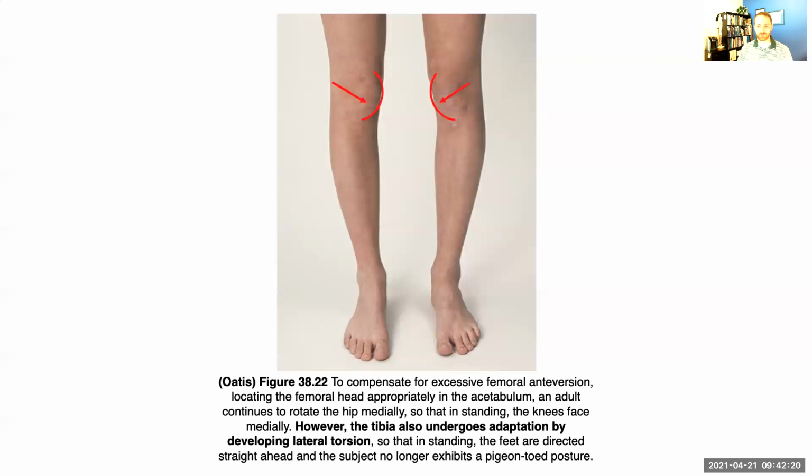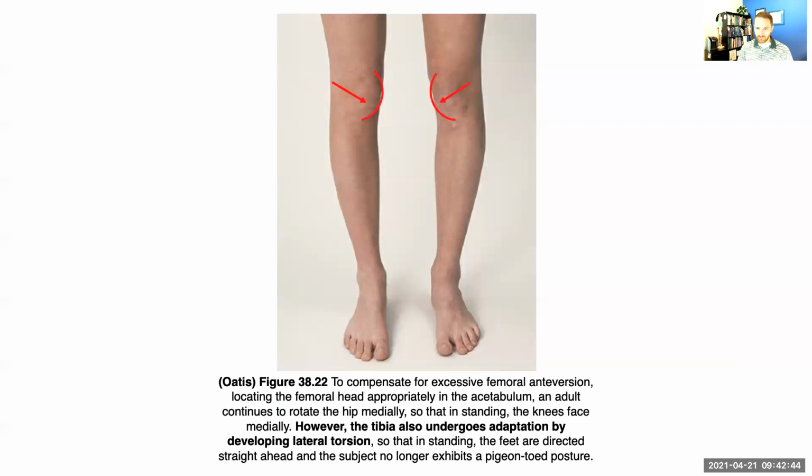So the tibia also undergoes adaptation by then developing the lateral torsion. And the reason why this occurs is so that the feet are directed straight ahead, so that there's no longer a pigeon-toed or toeing in posture. So we have things that are going on at the hip, anteversion. We have things that are going on at the knee, more of this medial positioning of the patella.